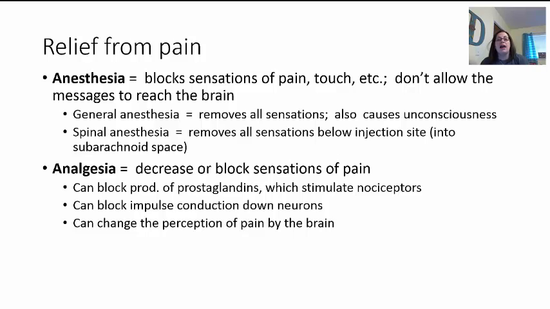On the other hand, we also have analgesia. Now, this is going to be the type of medication that we normally would take for pain. This decreases or blocks the sensation of pain, and it can do it a number of ways. It can block the production of prostaglandins. Prostaglandins are those chemicals that actually stimulate the nociceptor. So we could stop them from stimulating the pain receptor. So it stops the process altogether.